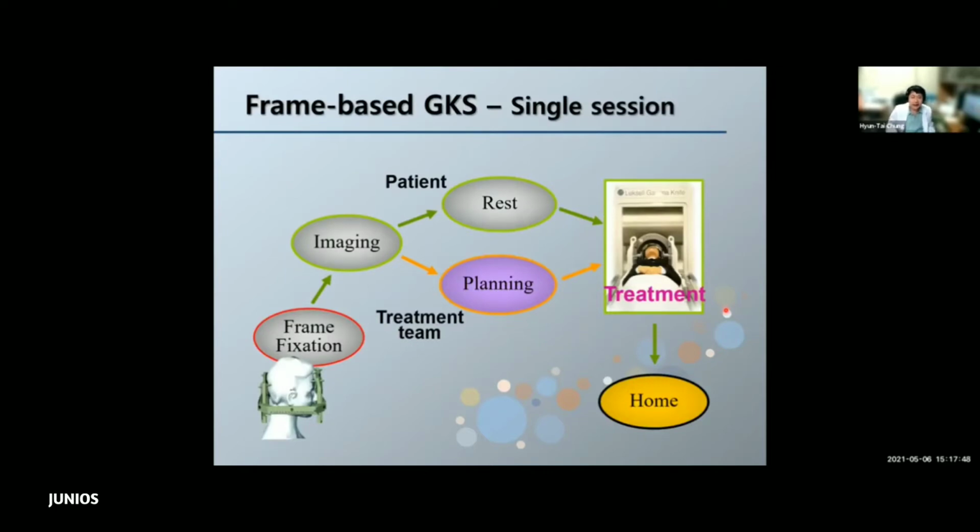Okay, let me start with the traditional way of gamma knife surgery. It's frame-based gamma knife surgery in a single session. In the early morning, 7 a.m. usually, the patient comes to the gamma knife center, and we fix the patient frame with 4 screws and take a stereotactic image. Then the patient takes rest. During that time, the treatment team makes a treatment plan. After the planning is finished, we go together to the machine for irradiation, and the patient goes home after removing the frame. It's a one-day procedure. It's very simple. It's very convenient for the patient.